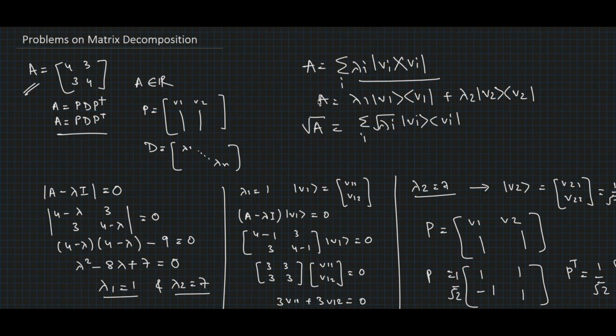Similarly, if you want to find the log of A, and we have already found the spectral decomposition of A, then log of A would be equal to summation over i of log of lambda i times ket vi bra vi. So with the help of the spectral decomposition, it is easier for us to do these operations on a given matrix A. Now let's discuss another example involving the polar decomposition.